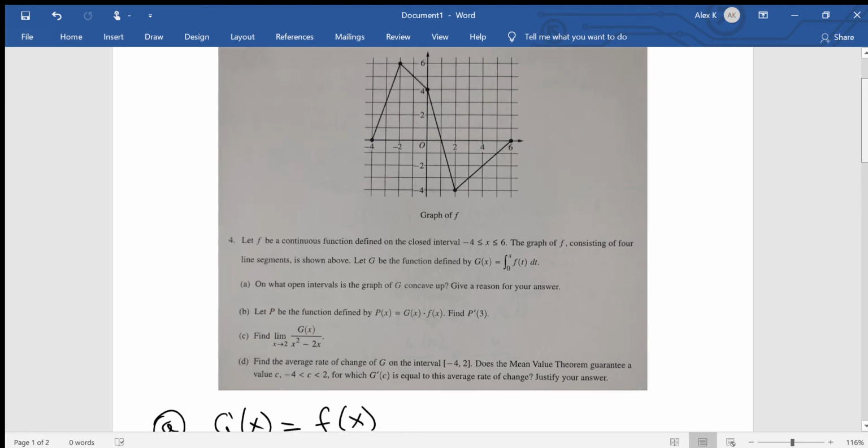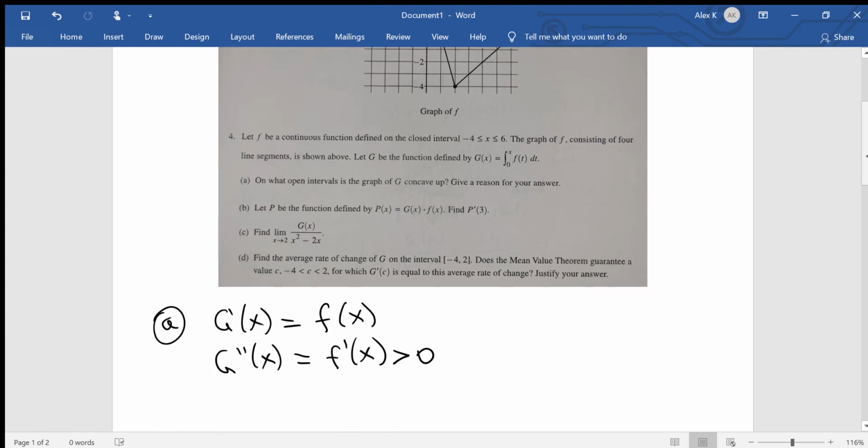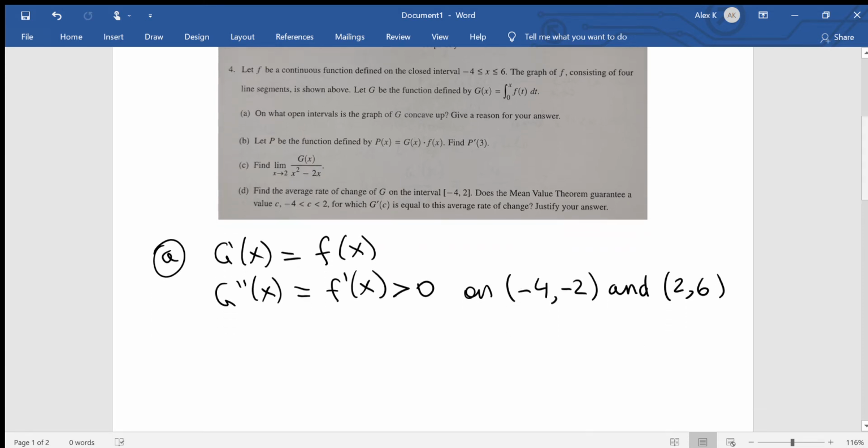So where is it going to be positive? Let's take a look at the graph. Wherever the slope is positive, f prime is going to be positive, therefore g double prime is going to be positive. That happens on -4 to -2 and also 2 to 6. So we can conclude now, we should write the conclusion here.